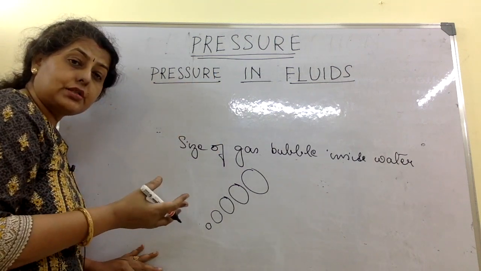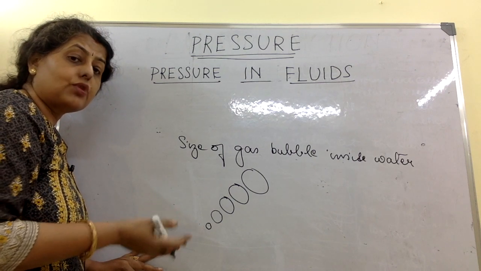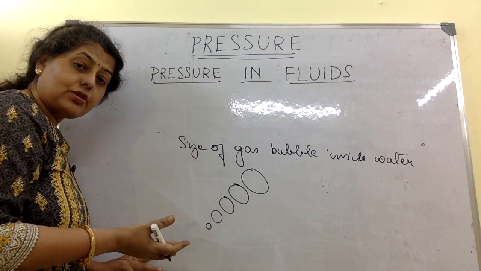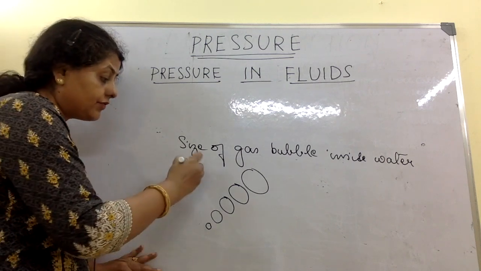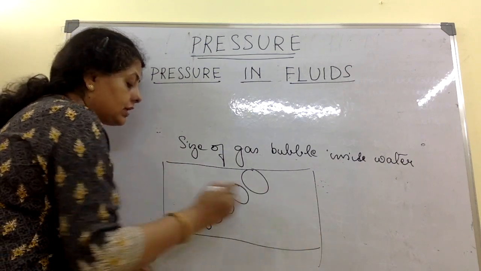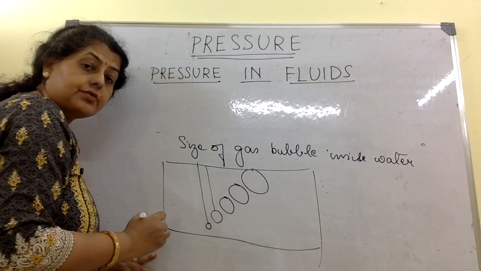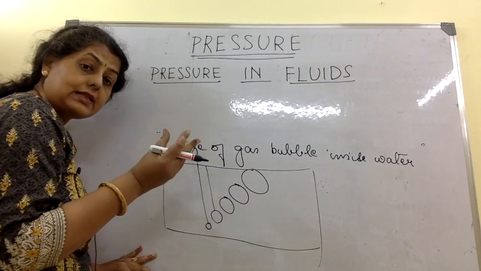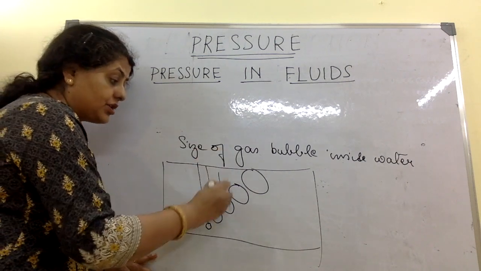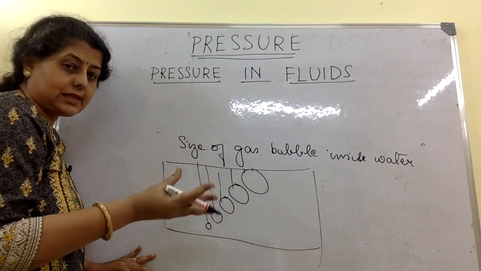This is because the size of a gas bubble increases inside water. Why does it increase? Because if the water is filled till here in the aquarium, here the pressure is higher. Pressure reduces, so the gas inside the bubble expands. Pressure further reduces as it goes up. That is why the gas expands, the bubble expands.